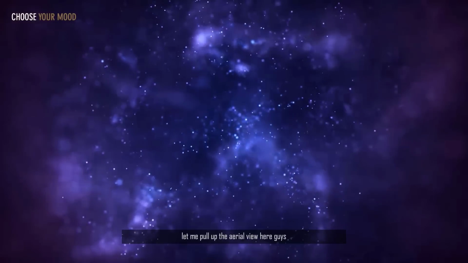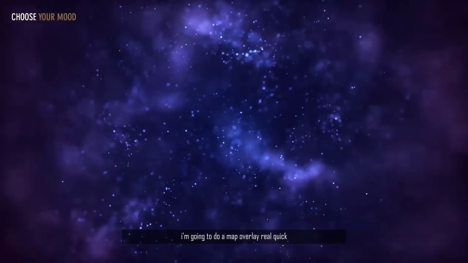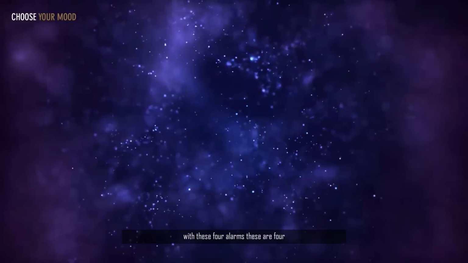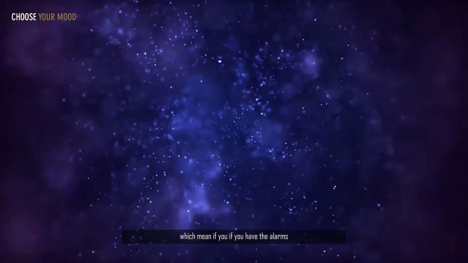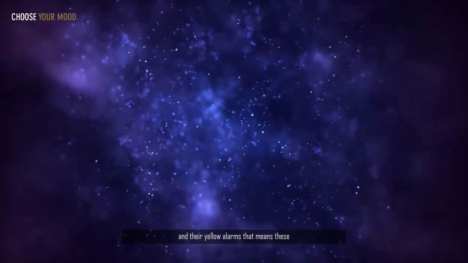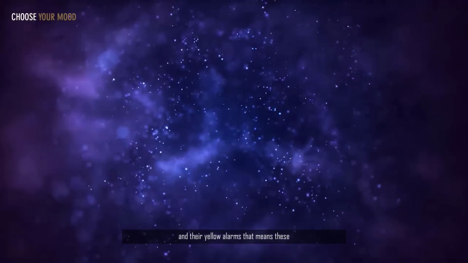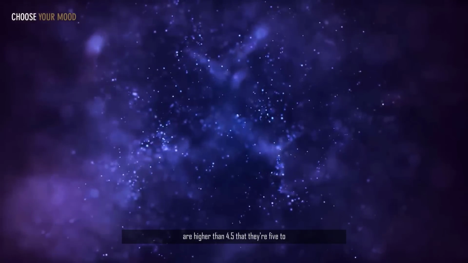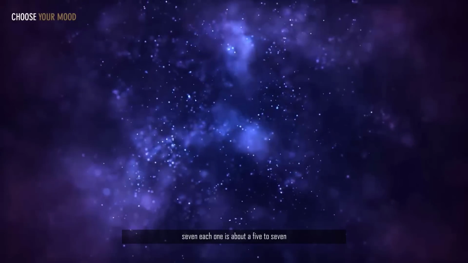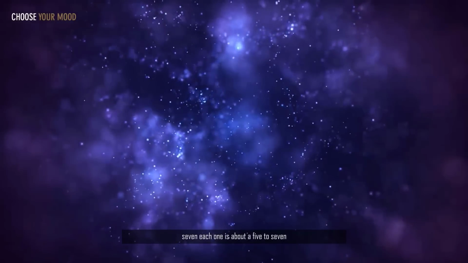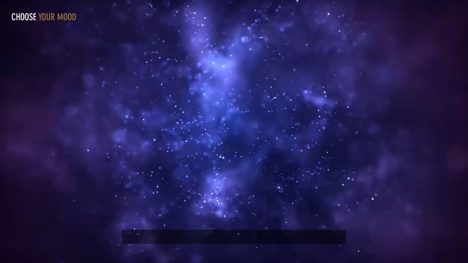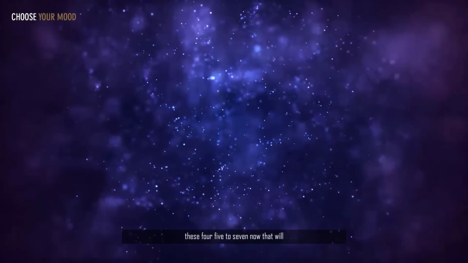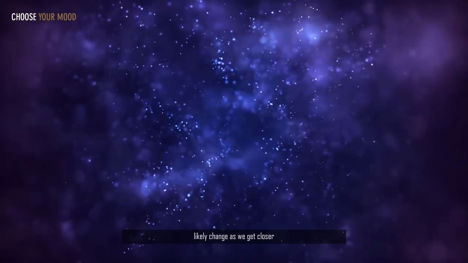Let me pull up the aerial view here, guys. I'm going to do a map overlay real quick. With these 4 alarms, if you have the alarms and they're yellow alarms, that means these are higher than 4.5. They're 5 to 7. Each one is about a 5 to 7. These 4 are 5 to 7. Now that will likely change as we get closer.